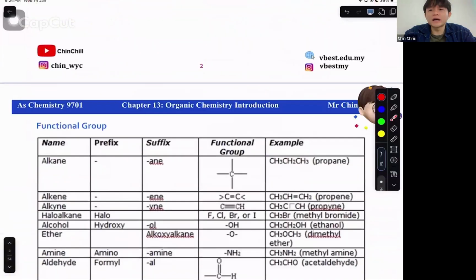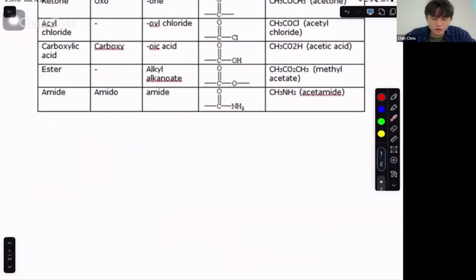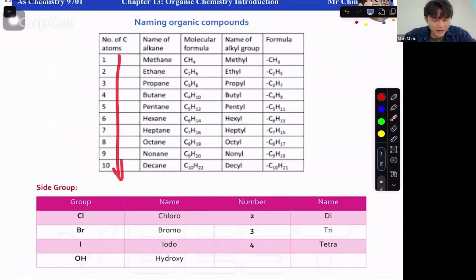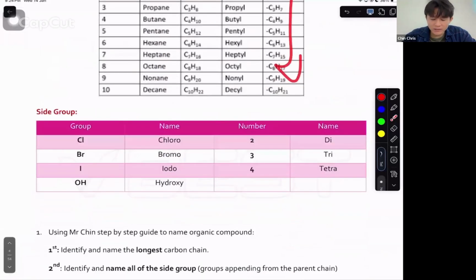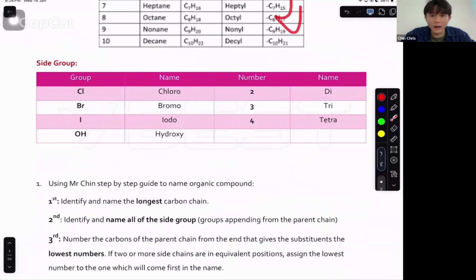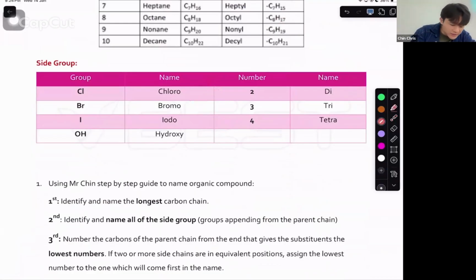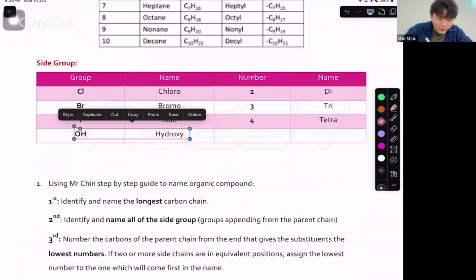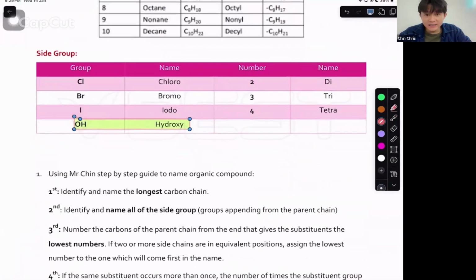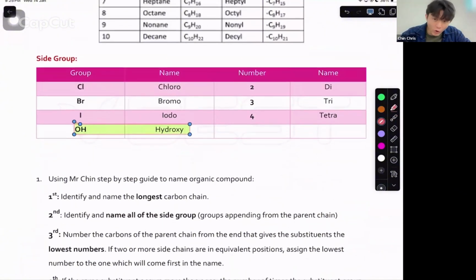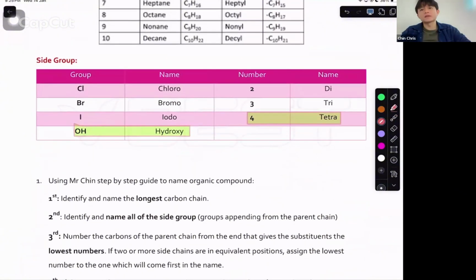Now let's look at how you name your organic compounds. To name your organic compound, 1 to 10, like meth, eth, prop, but, you should know how to name it. And methyl, ethyl, propyl, butyl, pentyl, you should also know how to name. For side groups, Cl is known as chloro, Br is known as bromo. The only side group you need to memorize is OH. If OH is not an alcohol, then we call it hydroxy. If you have 4 side groups, we call it tetra. That's it.